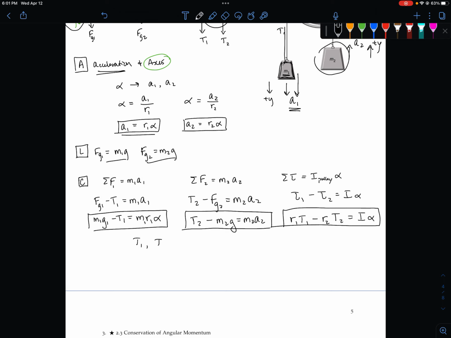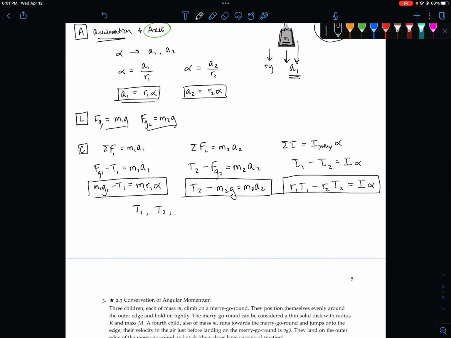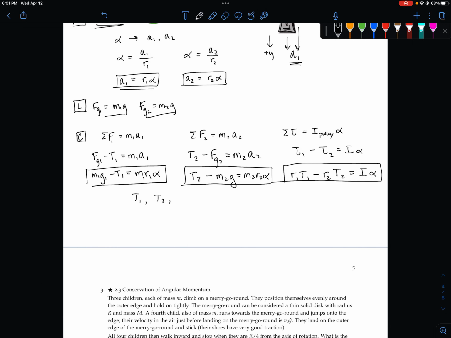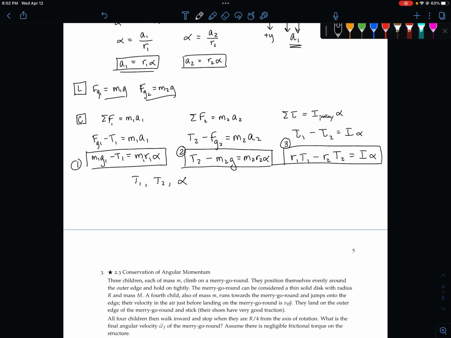So now we have three unknowns: T1, T2, and, oops, I did forget to substitute a2 with R2 alpha. Okay, so now I do have three unknowns, T1, T2, and alpha, and I have three equations, 1, 2, 3. And now I just have to do algebra until I can eliminate T1 and T2 in order to solve for alpha. To do that, I would solve this for T1, I would solve this for T2, and I would plug both of them in here and here, and then solve for alpha. And alpha will show up on this side, so you have to gather all the alphas on one side to solve the whole thing.